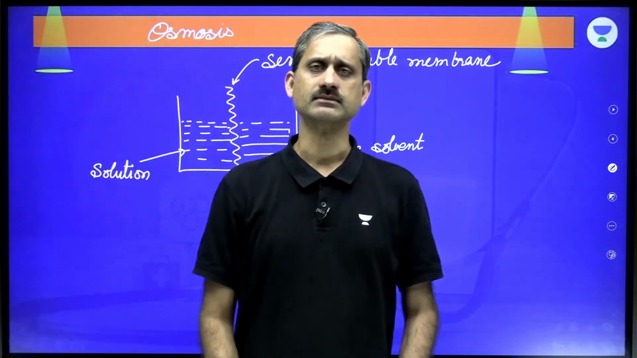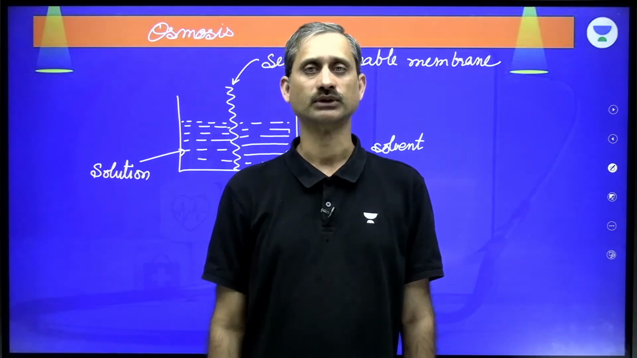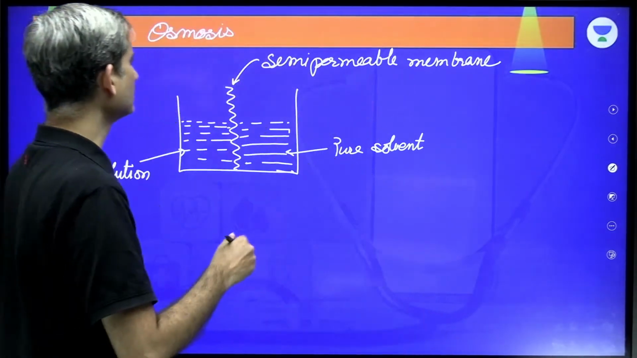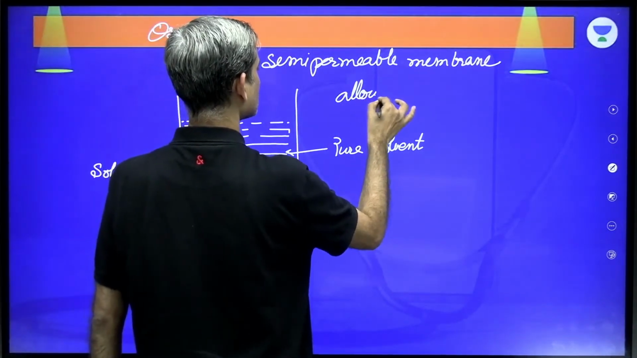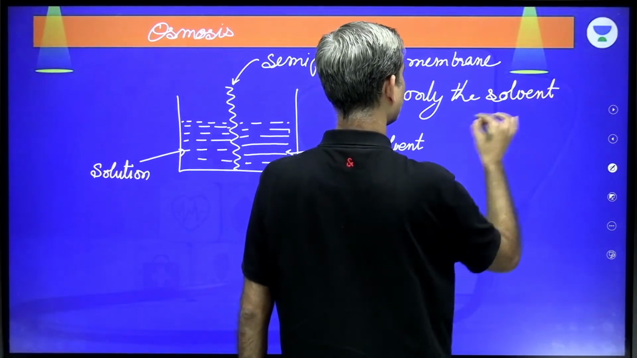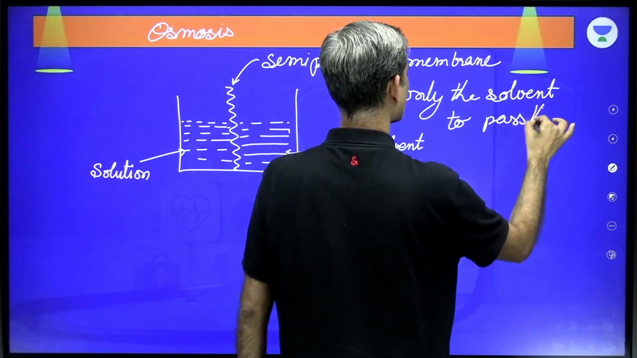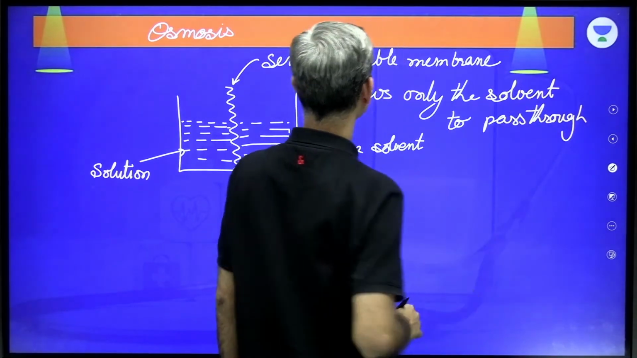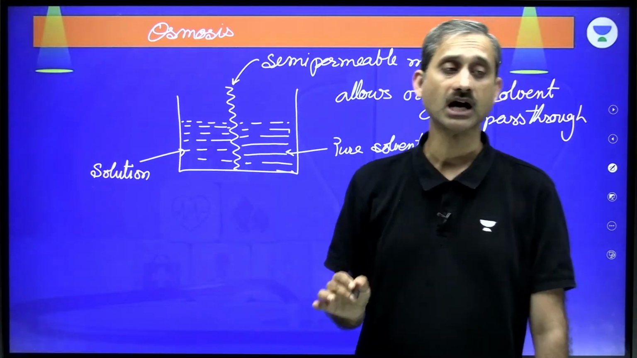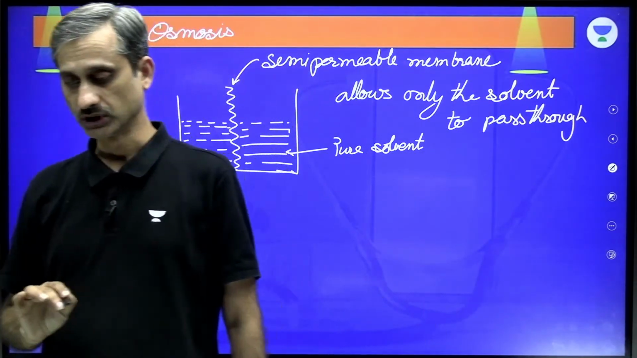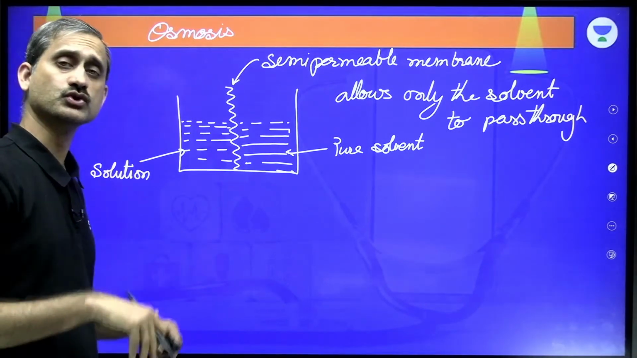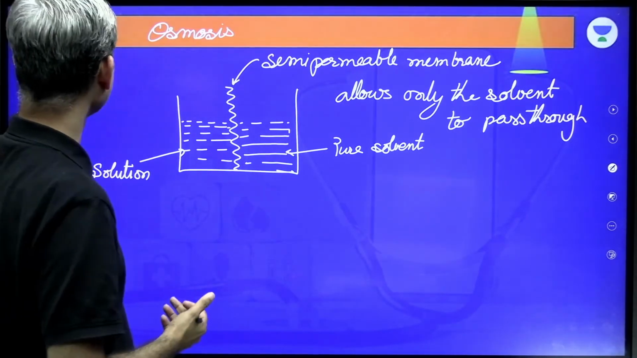Clear? And in this system, solvent is the volatile component while solute is the non-volatile component. So what does it mean? The semi-permeable membrane allows only the solvent to pass through. It does not allow the solute to pass through. Clear? Now this becomes diffusion, but diffusion with a restriction that only one component is capable of moving through.